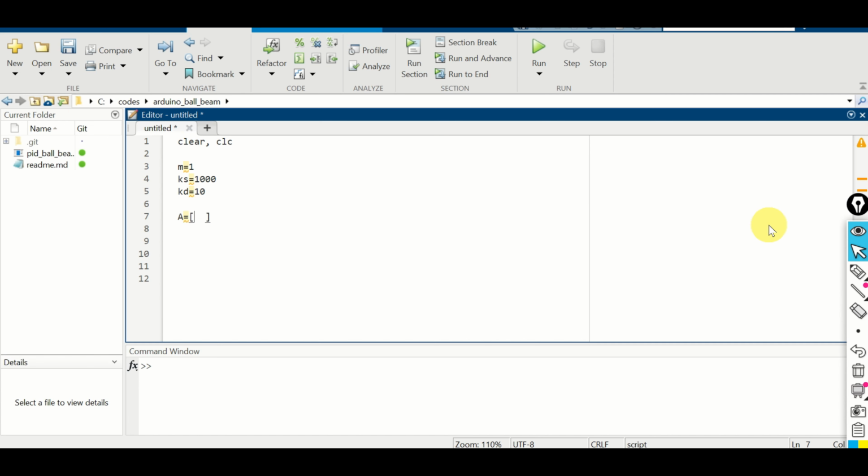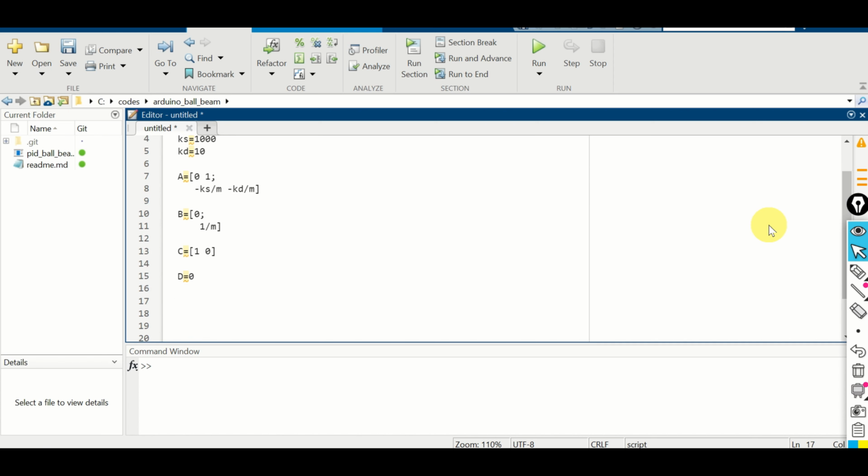Here's the matrix A. The first row is 0, 1. And in the second row, we have minus spring constant over mass. Then we have minus damping constant over mass. Then the B matrix is 0 in the first row, and in the second row it is 1 over m. Okay, the C matrix is 1, 0, and the D matrix is 0.